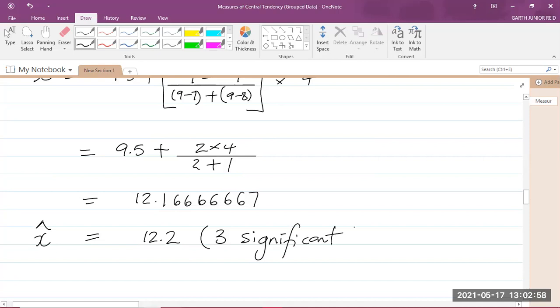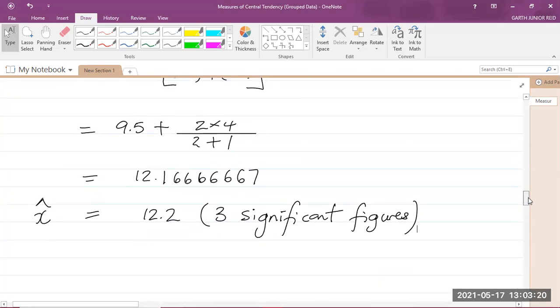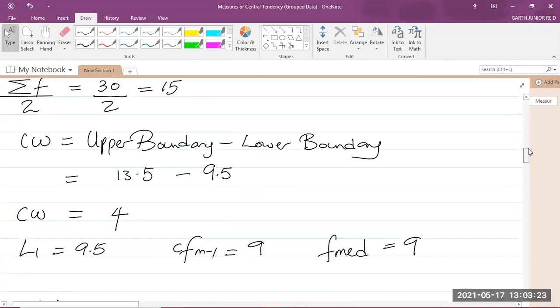If you notice in this example, the mean, the median, and the mode are all equal. If you see that happening, don't be alarmed, because that can also happen. If it happens to you, don't think that you're doing something wrong.